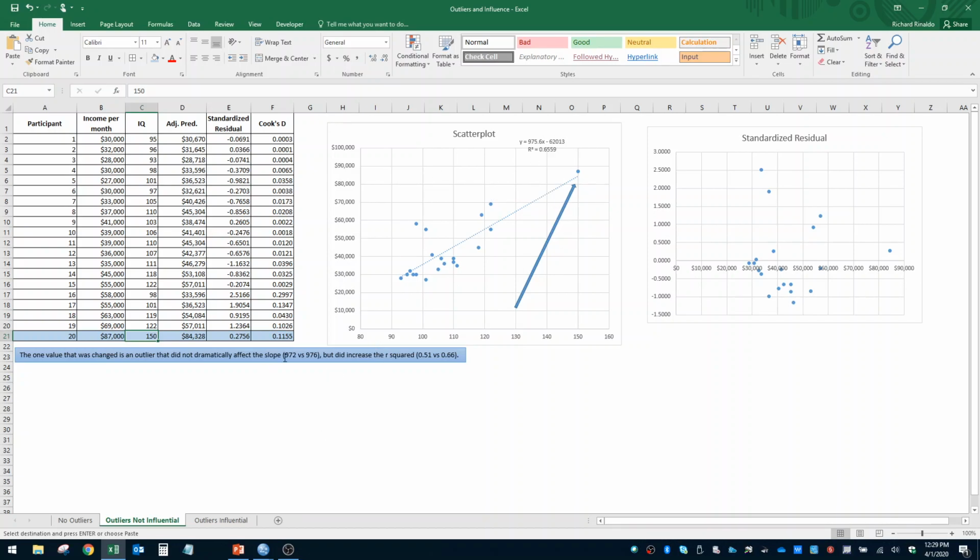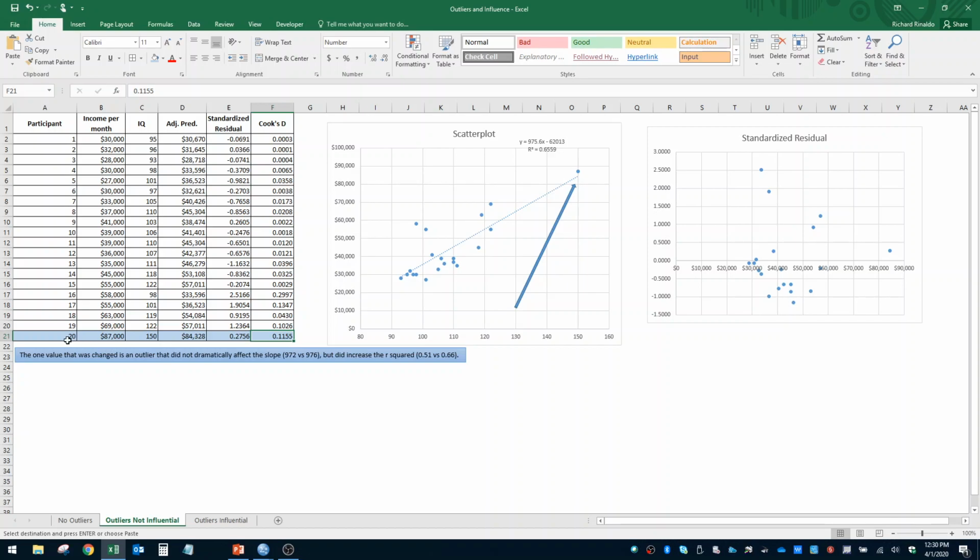The slope function for the previous analysis was 972, and it goes up to 976. So the slope really hasn't been changed much, and my R square has gone up, but it hasn't gone up super dramatically. It's still fairly substantial. I can see the residual for that person actually is fairly moderate. It's fairly decent. And the Cook's D, I flag a Cook's D if the value is greater than 1.